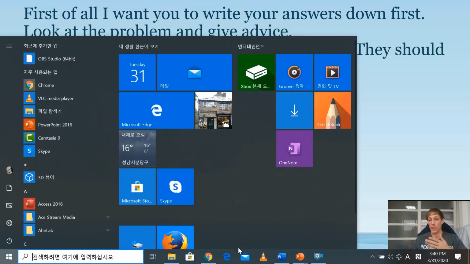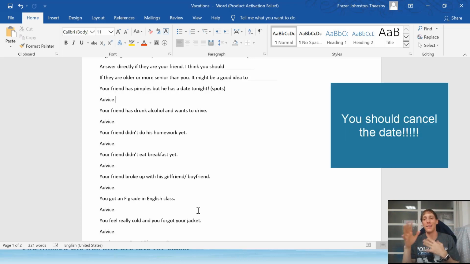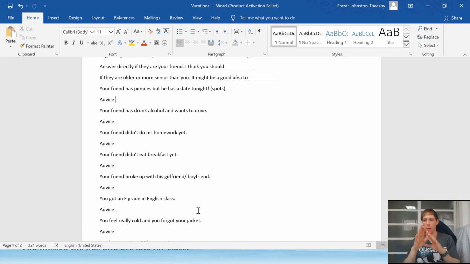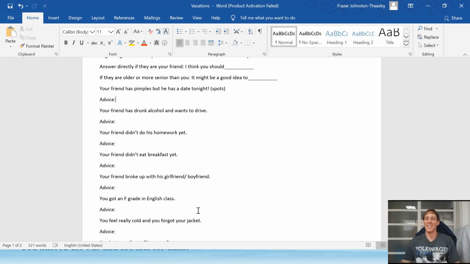So on your worksheet, I want you to write down advice in each situation. So you should, and then do something. So for example, your friend has pimples, but he has a date tonight. I give you 2 examples, so listen carefully. For example, you could say, I think you should cancel the date. Okay, so like stop the date. Number 2, it might be a good idea to wear BB cream or CC cream, like makeup. Put on some makeup so we can't see the spots.